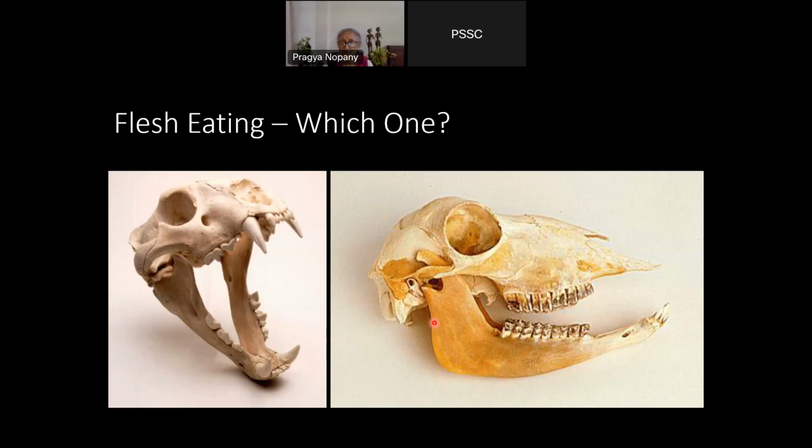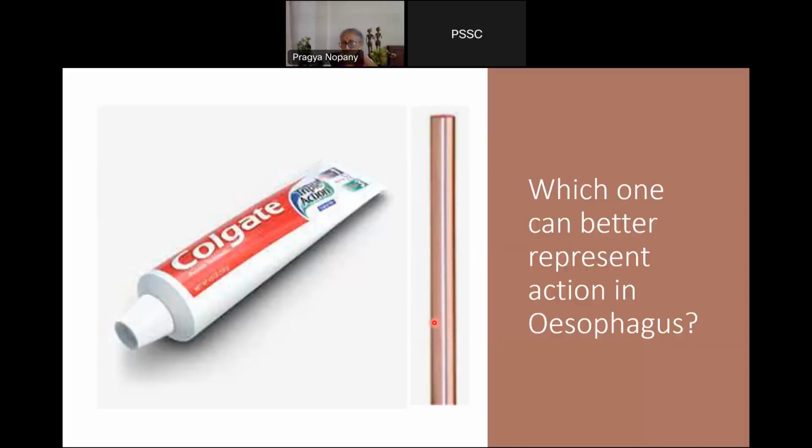Then I go forward and you show them this is one pipe, maybe a copper pipe, or you can take a PVC pipe, and then you show them a tube, a toothpaste tube, and you ask them which one can better represent the action in the esophagus.